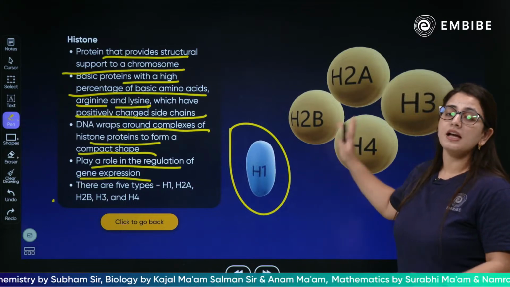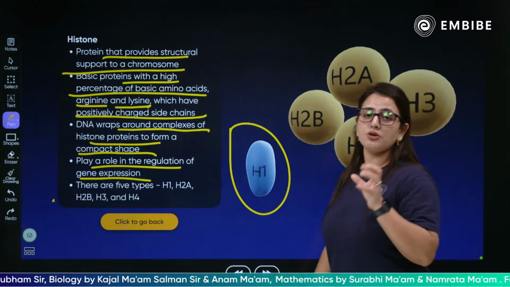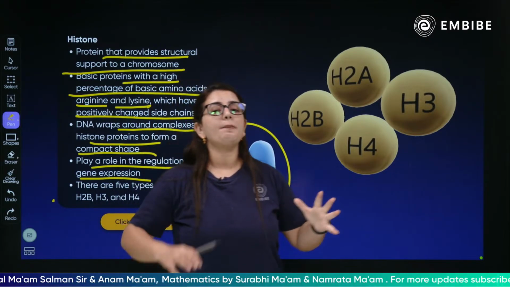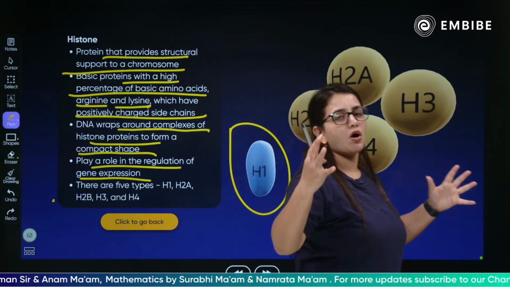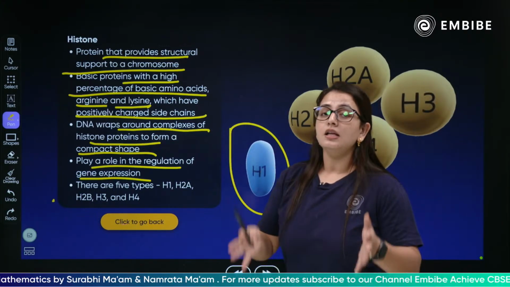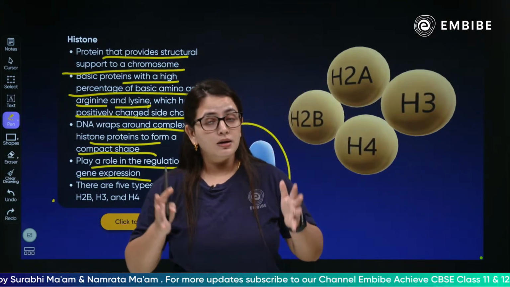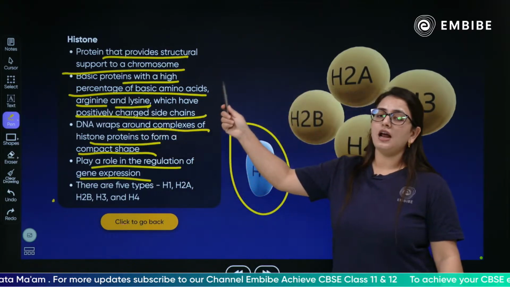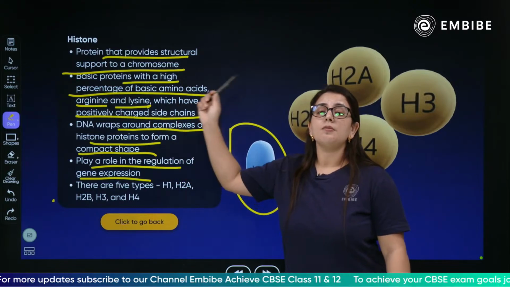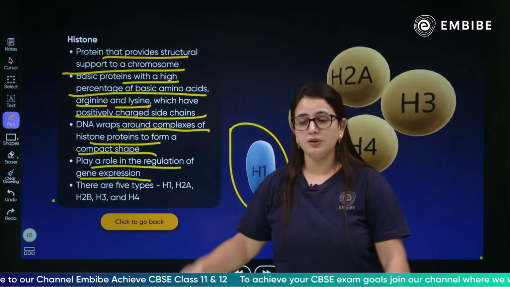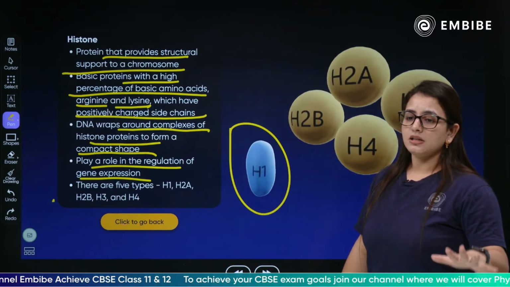So this is about the histone proteins, which are positively charged and attract the DNA, which leads to the packaging of the DNA around them, because DNA is negatively charged and attracted towards the positively charged protein. These proteins are made up of amino acids containing lysine and arginine, which have positively charged side chains so that the DNA could easily wrap around them. Yes, so this is about the histone protein.